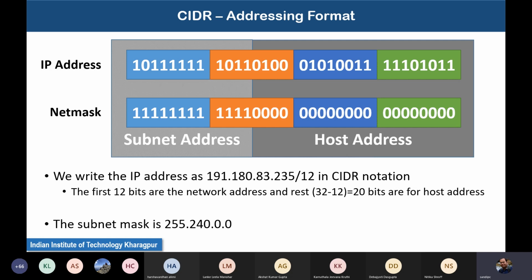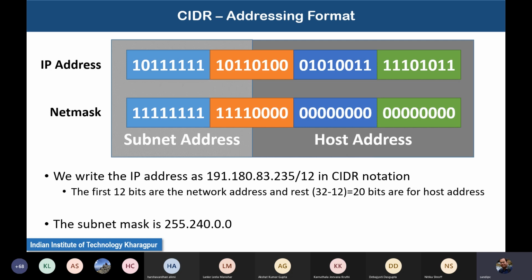All the bits in the subnet mask that denote the network IP field will be ones, and the remaining bits will be 0. Now, sometimes when we write it in dotted decimal format, we write it in the format of 191.180.83.235/12. This /12 indicates that I have 12 bits in this IP address as the network IP or the network address. So the first 12 bits are the network address, and the remaining 32 minus 12, that means 20 bits, are for the host address.